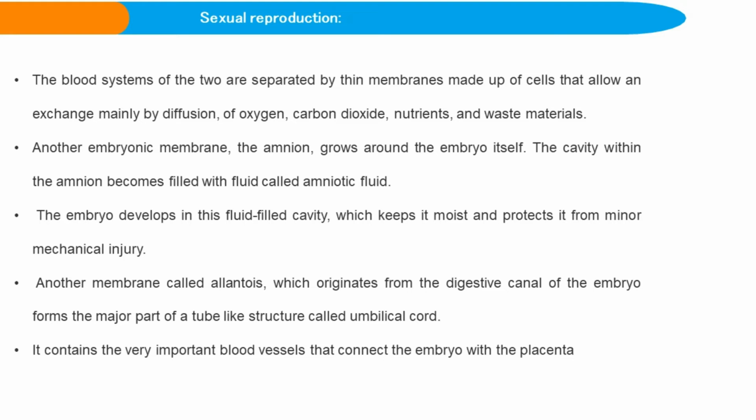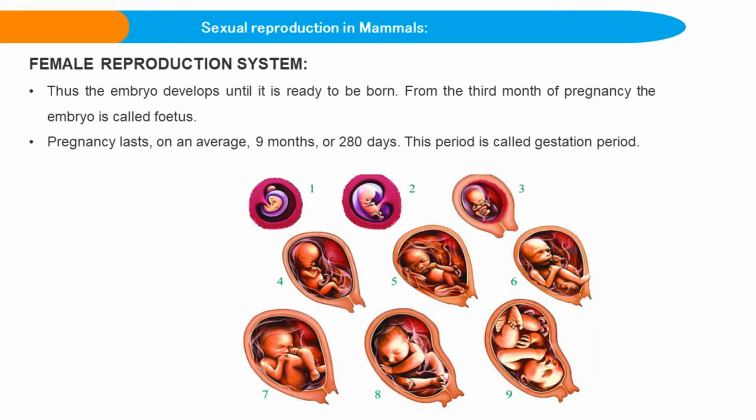Another membrane called allantois, which originates from the digestive canal of the embryo, forms the major part of the tube-like structure called the umbilical cord. This umbilical cord is formed from the digestive canal of the growing embryo, and it contains very important blood vessels that connect the embryo with the placenta. The embryo develops until it is ready to be born.